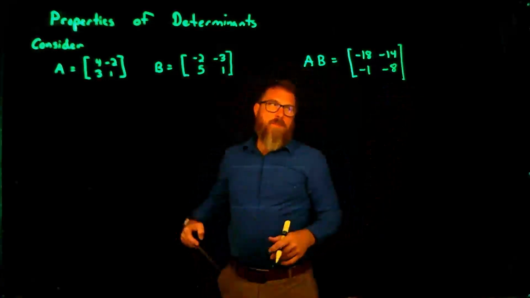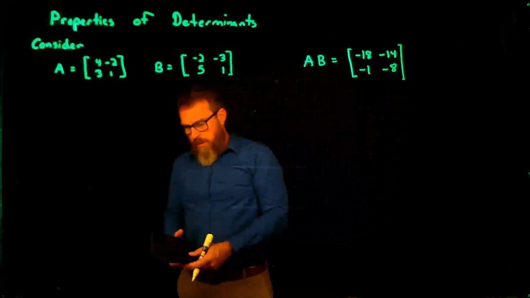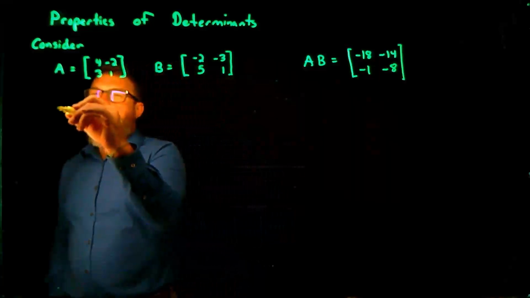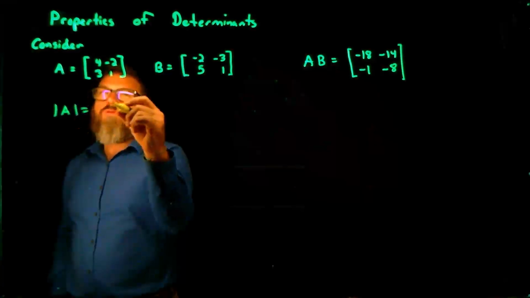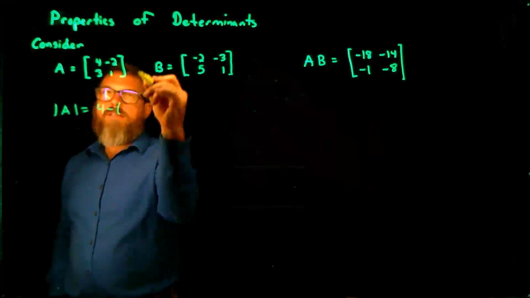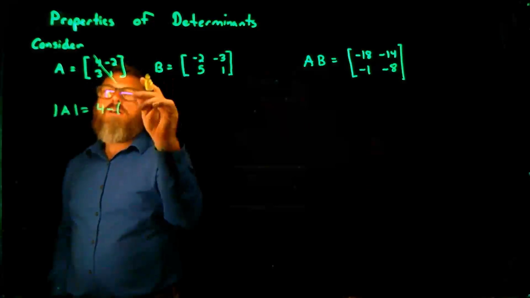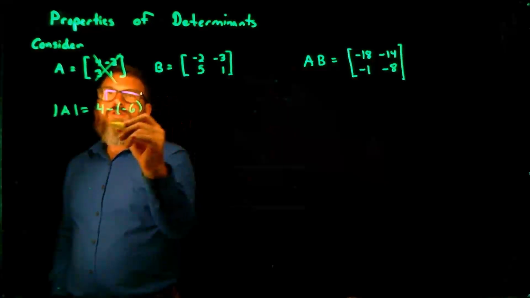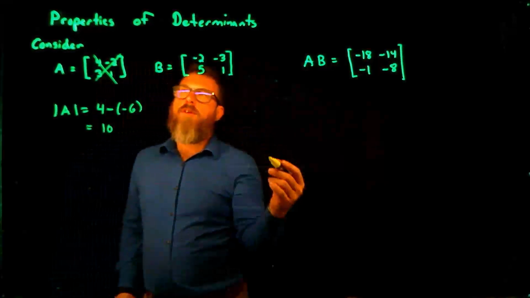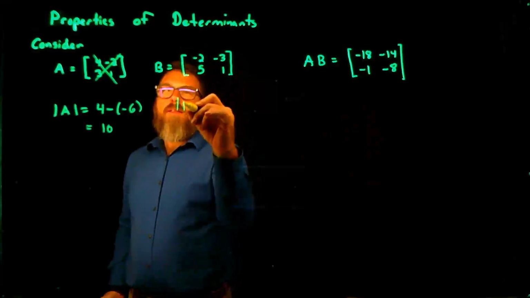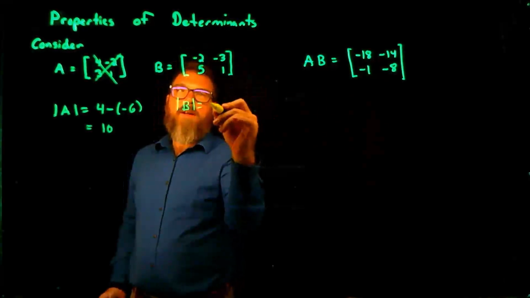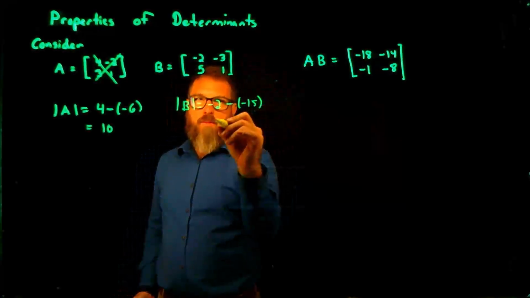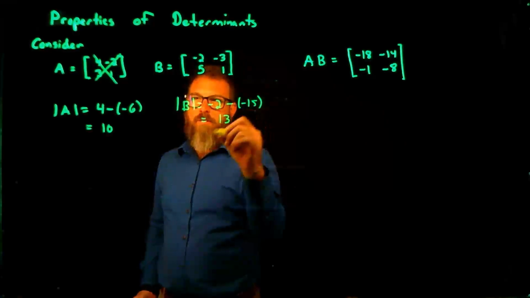Now I want to find the determinant of both of these matrices. So let's find the determinant of A and the determinant of B. The determinant of A is going to be 4 minus, this minus this, so 4 minus a negative 6, which is equal to 10. Very similarly, the determinant of B is going to be minus 2 minus this minus 15. So minus 2 plus 15 is going to be equal to 13.